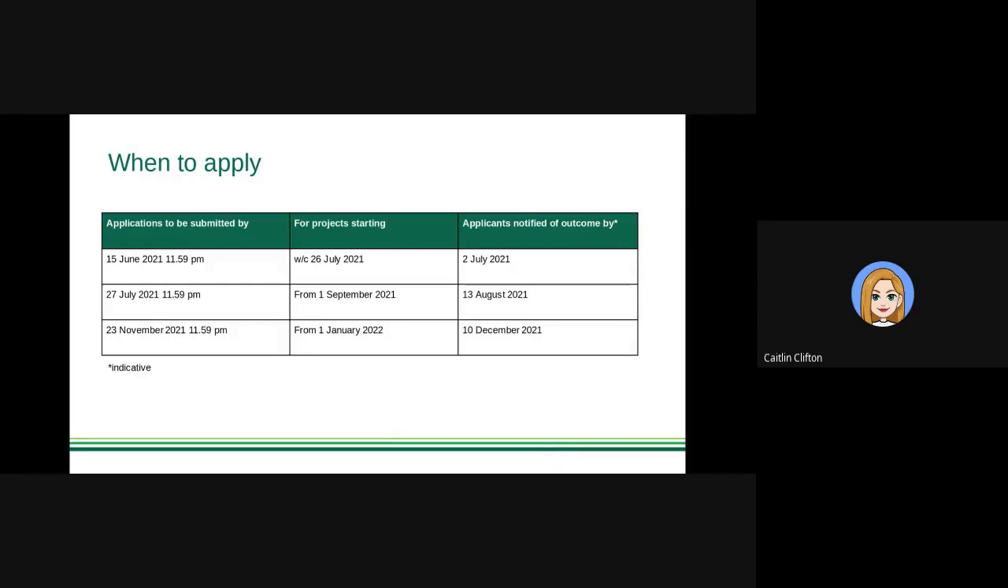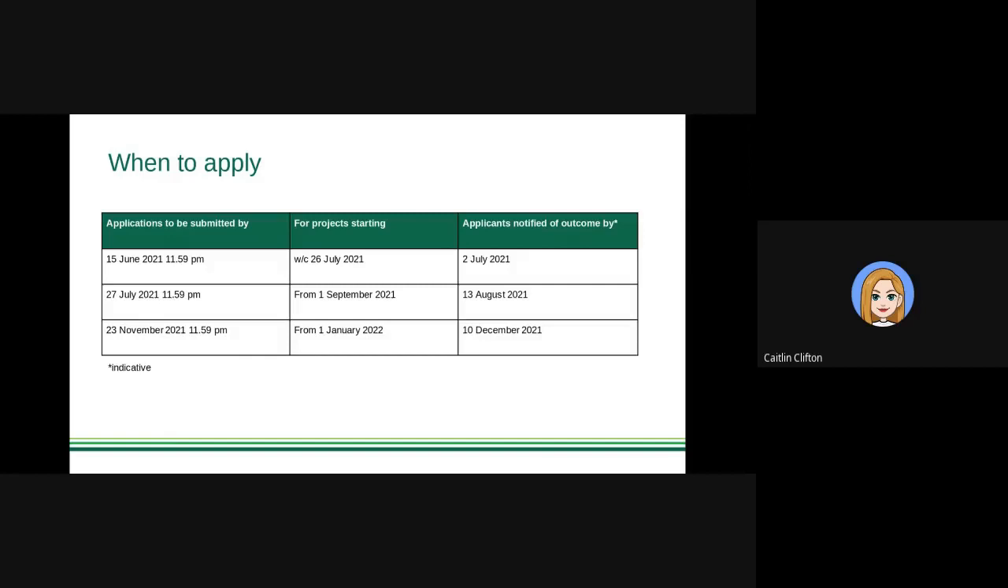For example, if you have a project that's going to start in August, then you need to apply by the 15th of June. If you have a project that you want to start in November, then you need to apply by the 27th of July. You can apply at any time for any of these start dates. So, for example, you could apply tomorrow for a project that doesn't start until January.